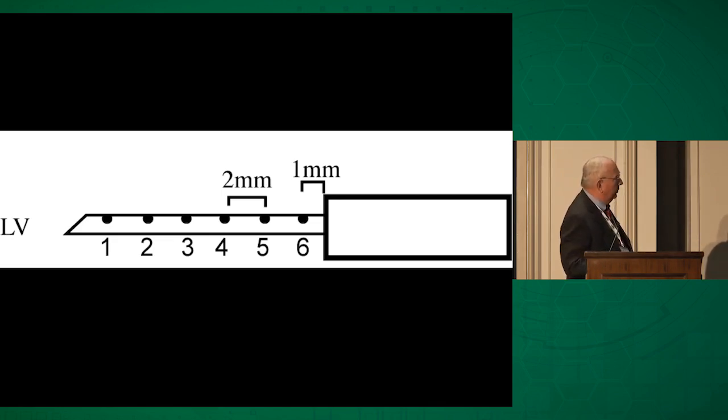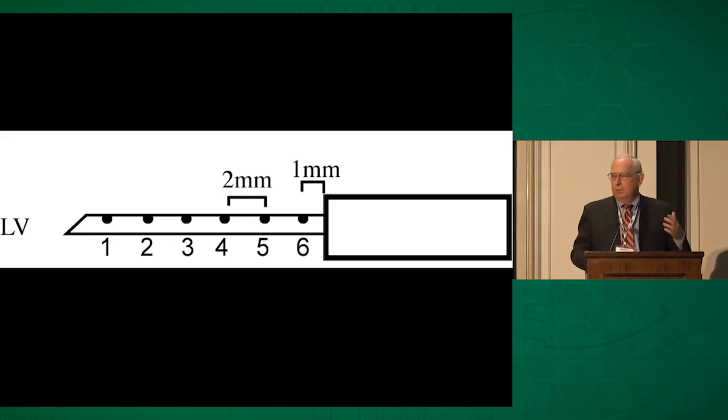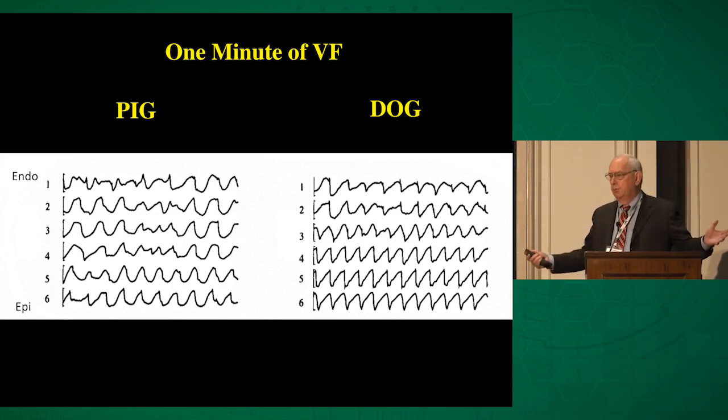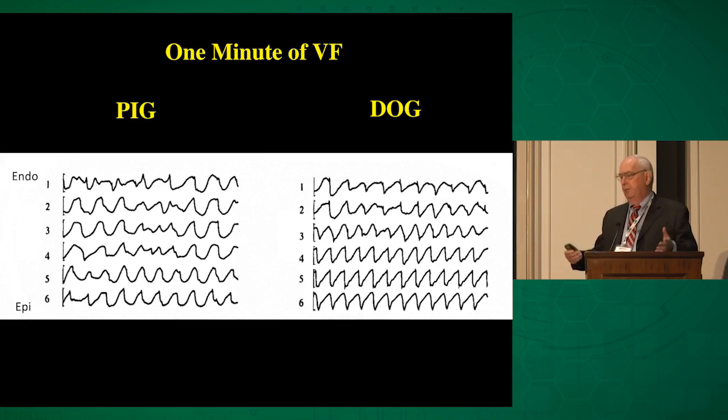In one of these studies, we used plunge needles. So this is a needle that we're going to put through the wall of the ventricle that had 6 electrodes on it, with 6 towards the endocardium, 1 towards the epicardium. They're coming in from the epicardium. This is endocardium. They're 2 millimeters apart. And we put these needles into pigs in some studies and dog in another. And we would electrically induce VF and we would just record for 10 minutes or until the VF stopped.